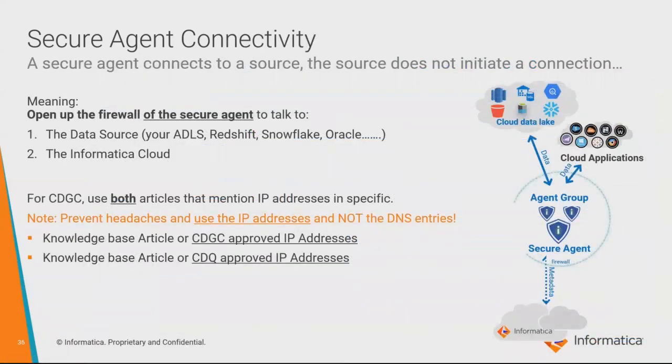So now, while working on making a secure agent talk to our cloud data lakes and cloud SaaS applications, it is the secure agent who always initiates the connection and it is never the source. Hence, we need to whitelist a certain set of IP addresses so it gets added to our customer's approved IP addresses list. There are 2 links in this slide for CDGC and CDQ respectively that provide the exhaustive list of IP addresses to be allowed, as well as port 443, which is for HTTPS, to be opened for outbound communication. We recommend using IP addresses and not the DNS entries, as certain issues have been seen in the past with DNS entries.